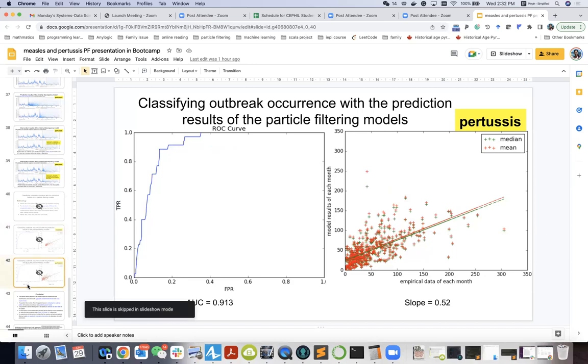So this is a small piece of research on the classification of the projection results, whether there will be an outbreak or non-outbreak for the particle filtering model. I'm not sure, do we have other questions?